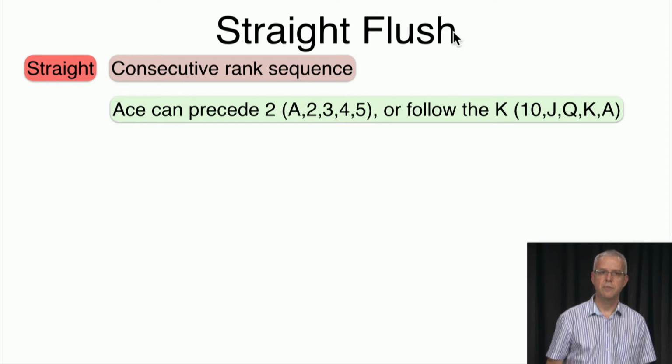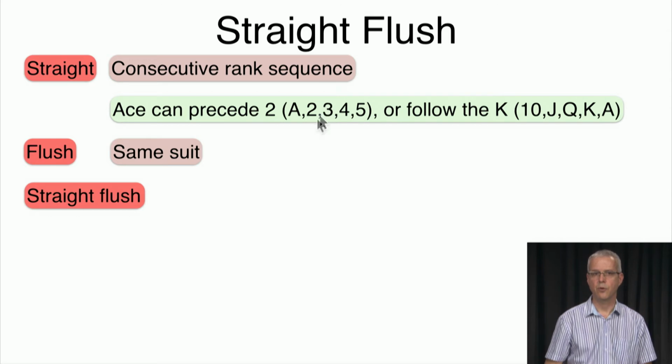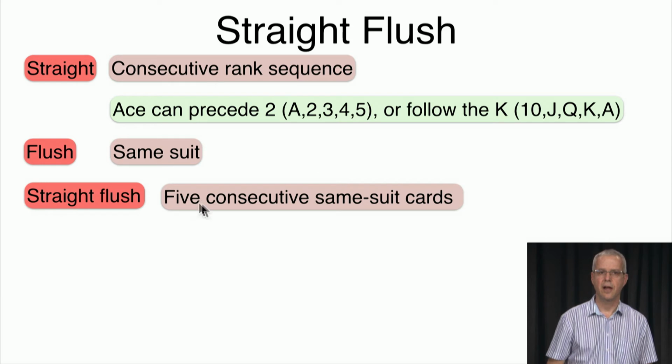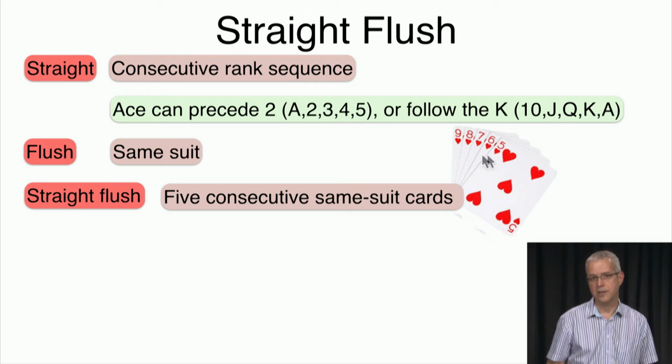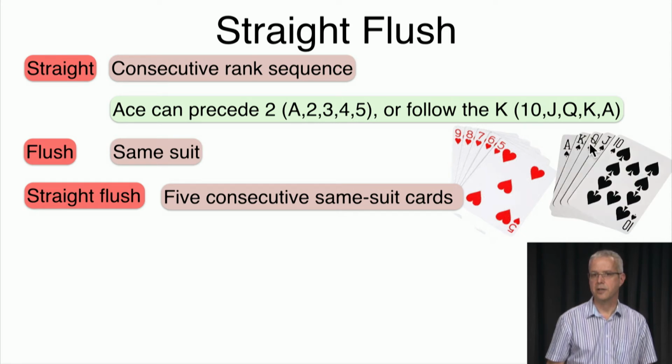And a flush means that all cards are of the same suit. For example, all of them are hearts, or all of them are diamonds. So together, a straight flush means that you have 5 consecutive cards of the same suit. Here are a couple of examples. 5, 6, 7, 8, 9, consecutive, and all of them hearts. That's a straight flush. Or 10, jack, queen, king, ace, again consecutive, and all of them spades, is again a straight flush. What we would like to do is calculate the probability that if we pick a random hand, we'll get a straight flush.